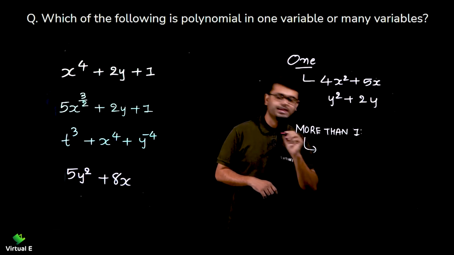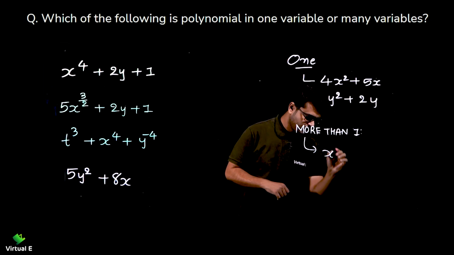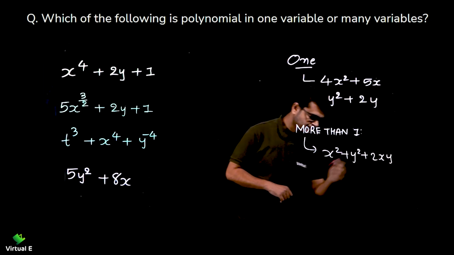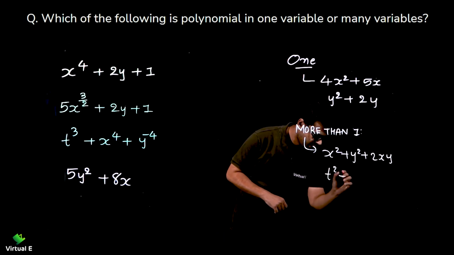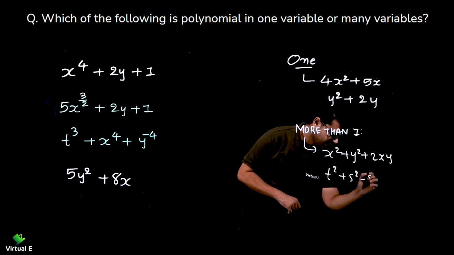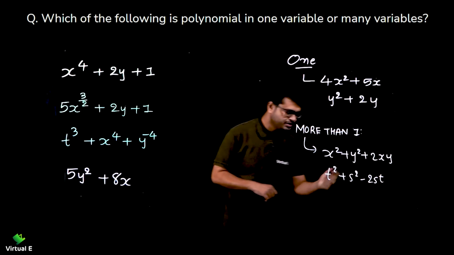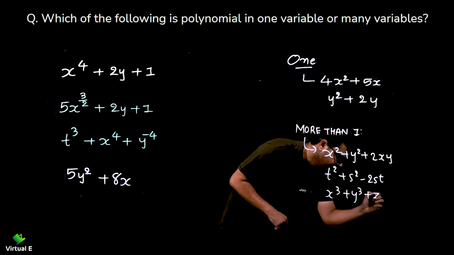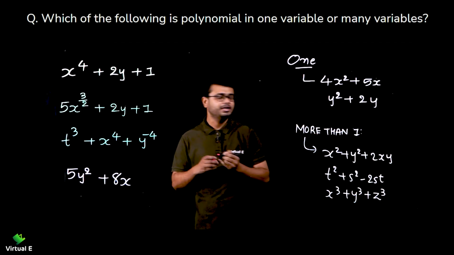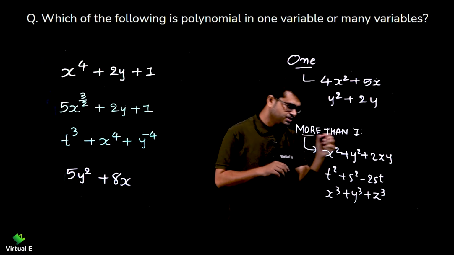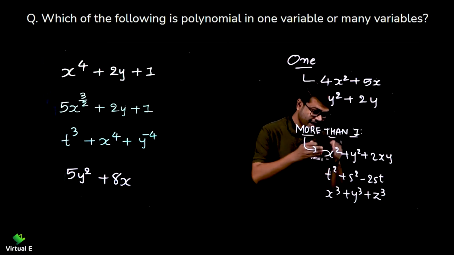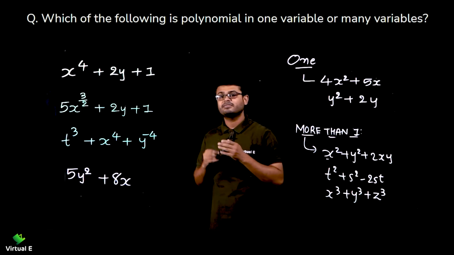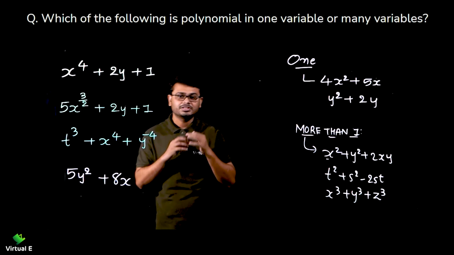you can have many variables at a time. Let's say x square plus y square plus 2xy, then t square plus s square minus 2st. Anything is possible. Then x cube plus y cube plus z cube. In this case we have more than one variable: x and y, t and s, x, y, z. 3 variables are there, 4 variables are also possible. It depends on the situation.